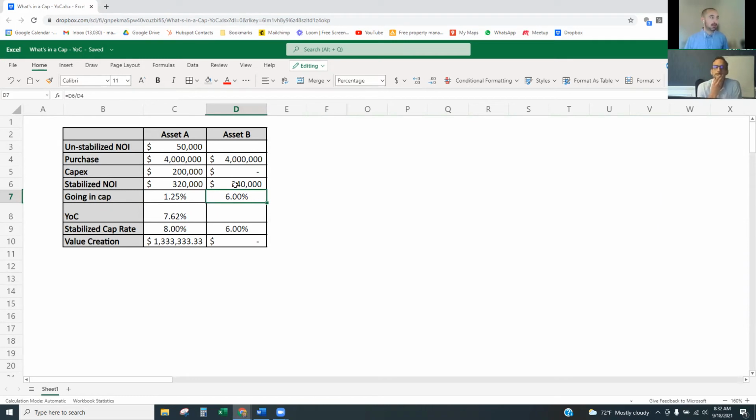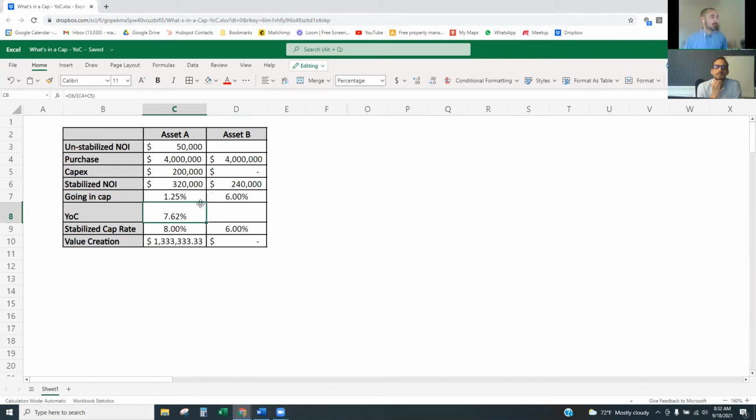I'm going to go with asset B. It's a clear winner, much higher cap rate. But that would be missing the point. Your unstabilized asset is going to have upside. So you want to know whether or not you're paying too much, too little, or just right for that upside.